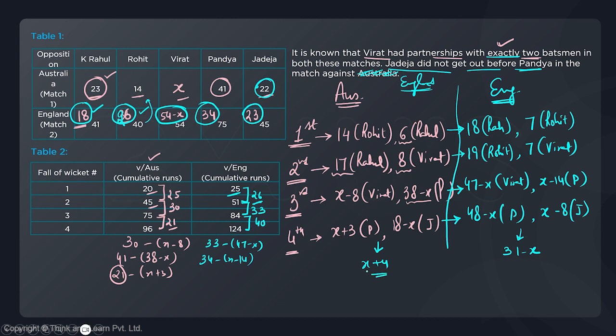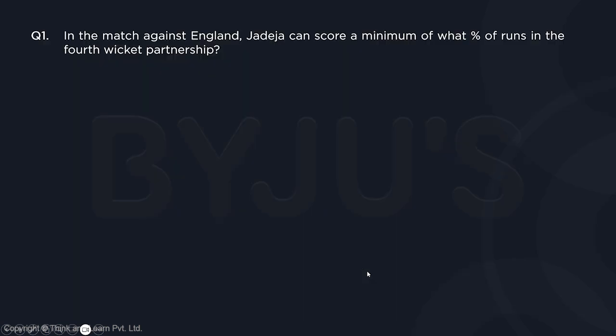So some of the values are in terms of X, some of the values are directly there with us. Now we just have to look at the questions and answer them one by one. Let's have a look at each question now. Here is the first one.